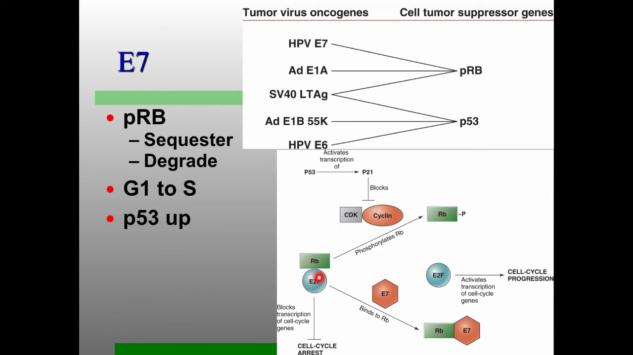So this is just an overview, the same sort of thing here. This could be E7, could be large T antigen, could be E1A. All of these are binding to RB, allowing E2Fs to lead to the rest of the cell cycle.